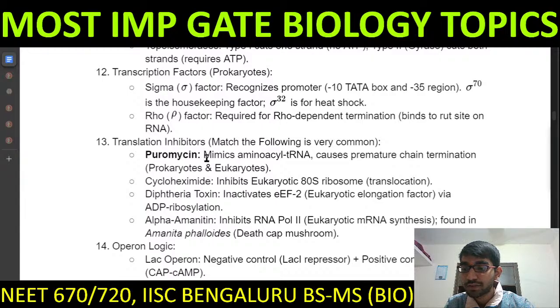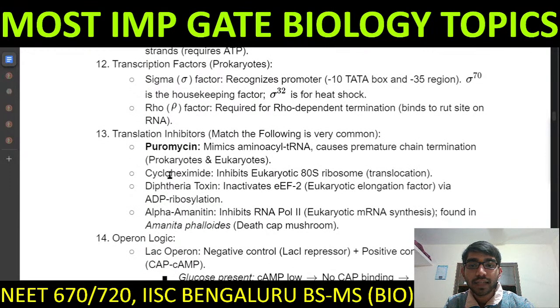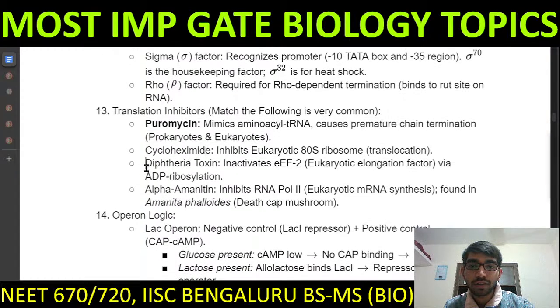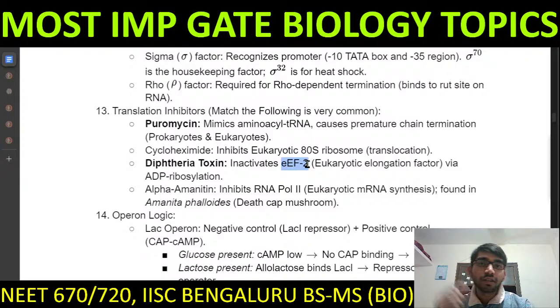Next is cycloheximide, and it inhibits the eukaryotic ribosome. This is again important. So cycloheximide inhibits the translocation. Then there is diphtheria toxin, which inactivates the eukaryotic elongation factor 2. That is why diphtheria toxin is toxic for the eukaryotic system, via ADP ribosylation.